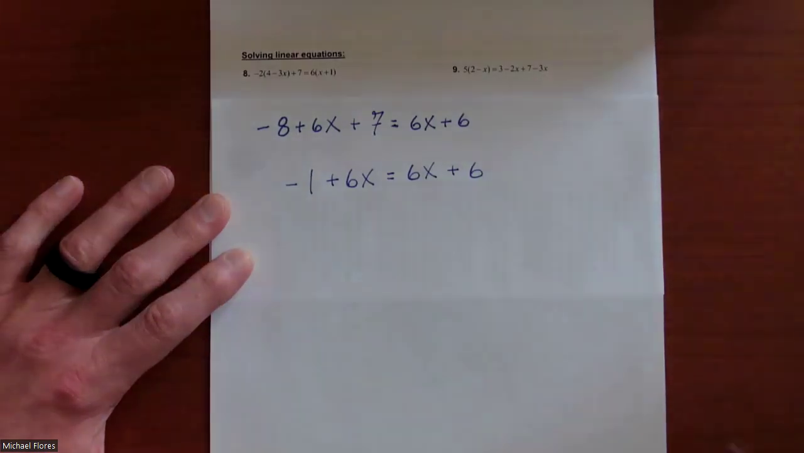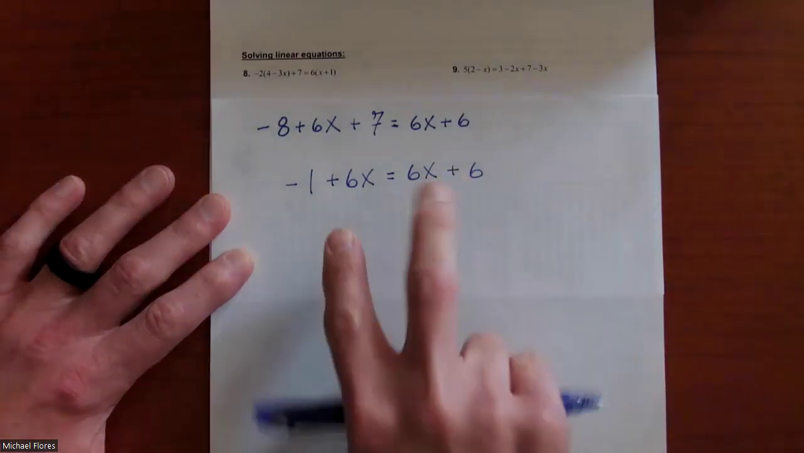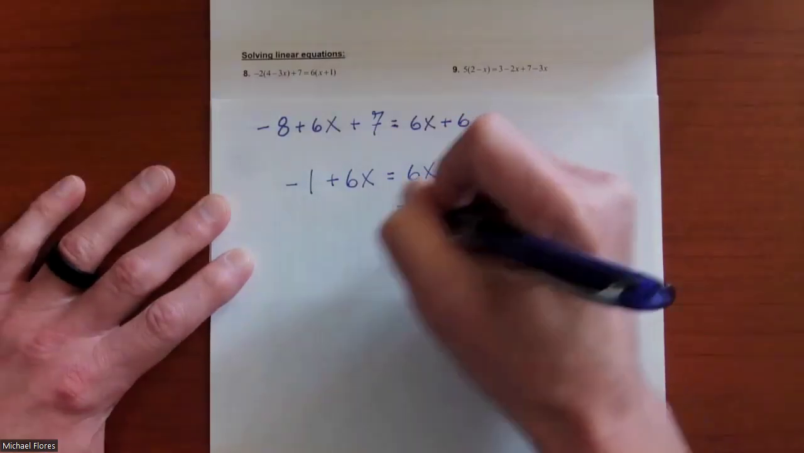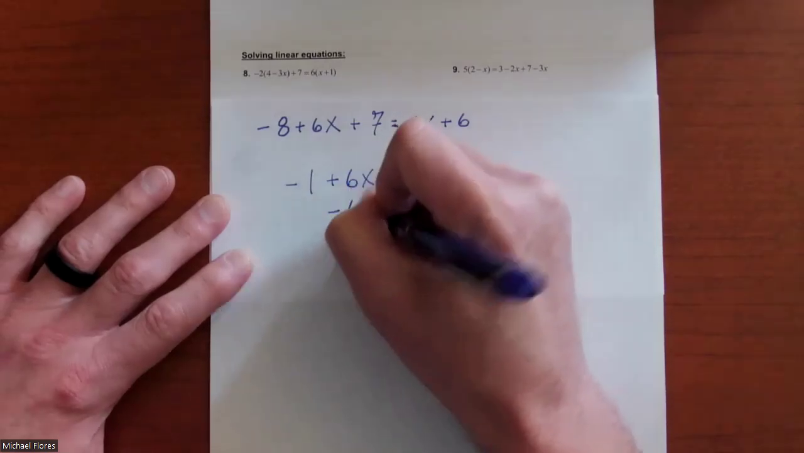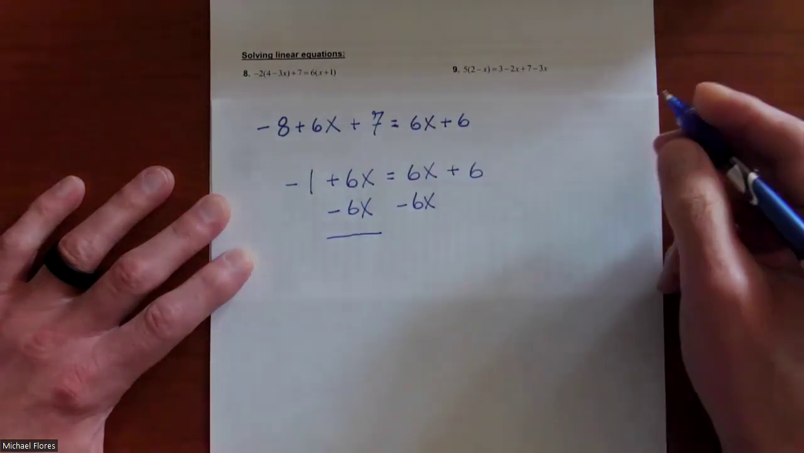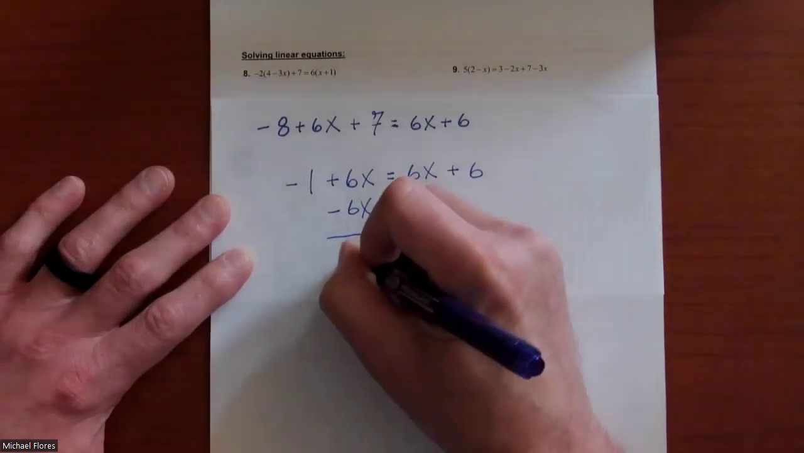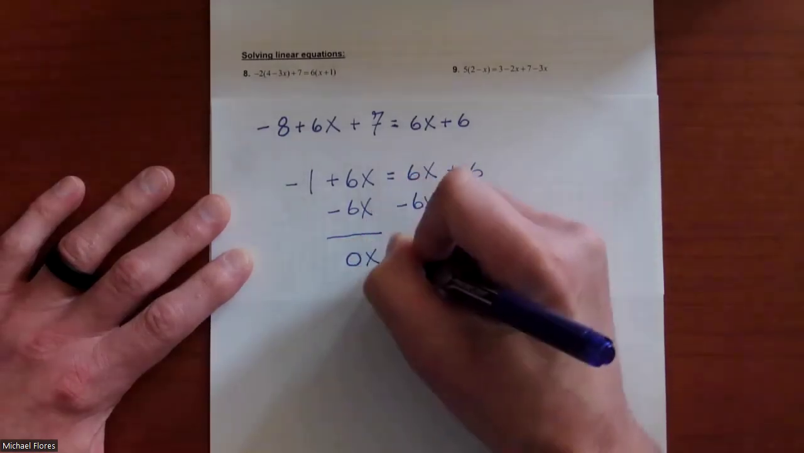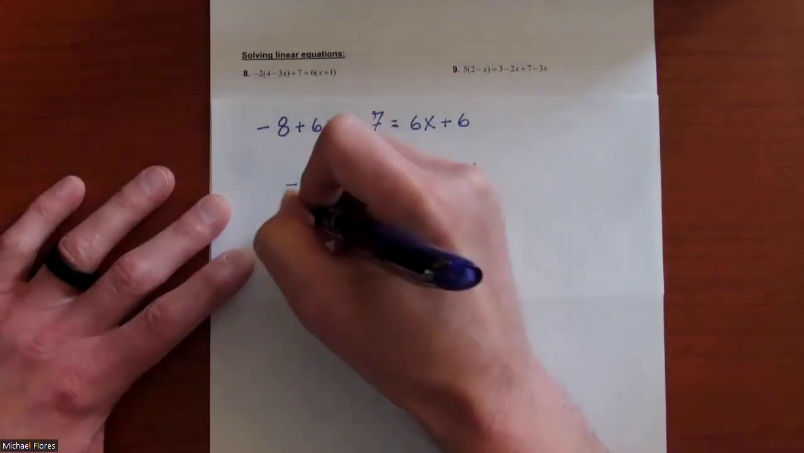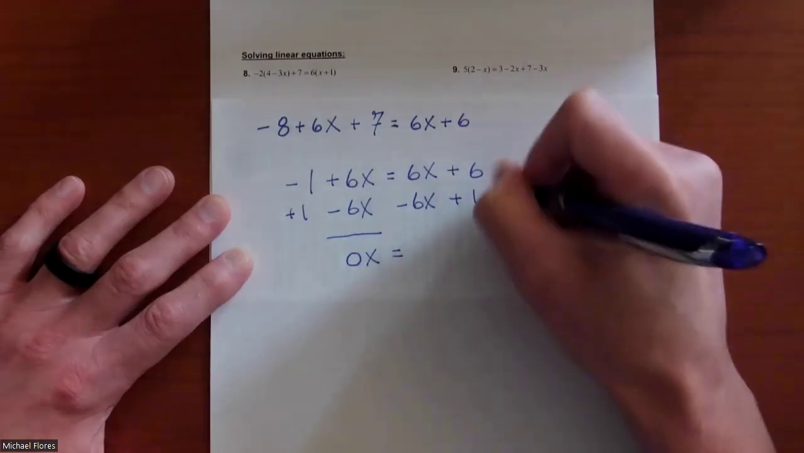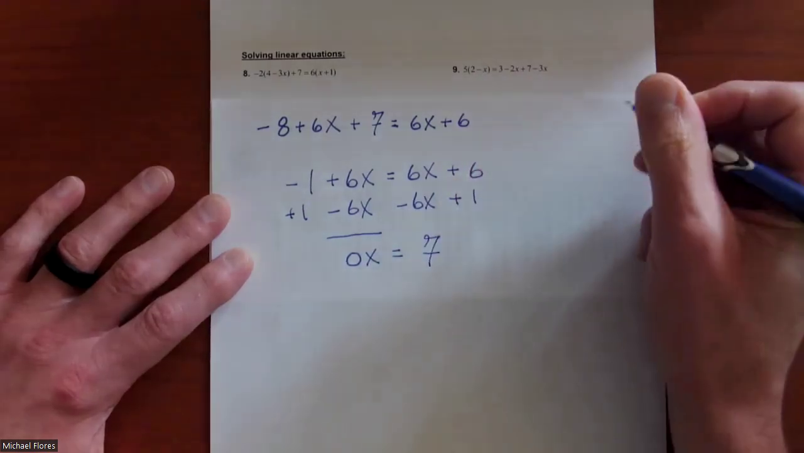Okay, next, we can combine these x's here. I'm going to do that by subtracting 6x and bringing it over here. Well, 6x minus 6x is 0 or 0x, doesn't matter. I'm happy with either one. Now let's add this 1 and bring it over here with the 6. 6 plus 1 is 7.